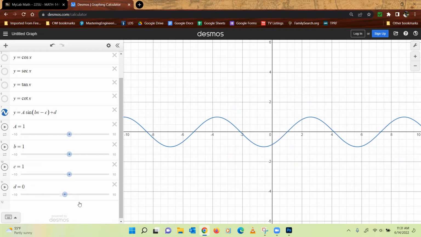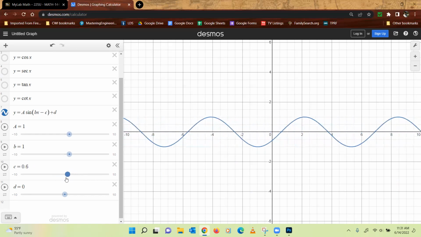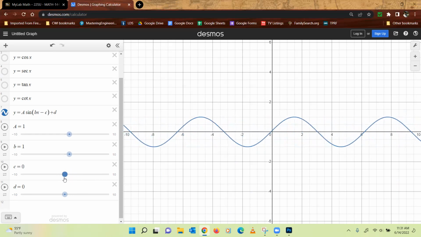So what would C do? Now, you'll recall from algebra, if we add or subtract inside the function, that's a horizontal translation. So let's move C, and you can see that sure enough, we get a horizontal translation. If C is 0, there is none. So this is our original sine function with no translations.